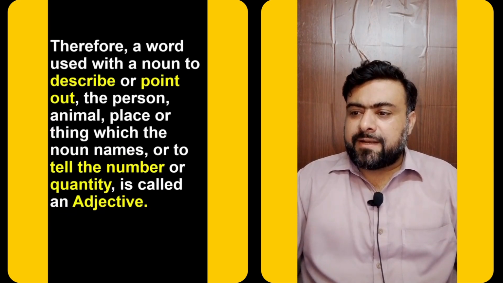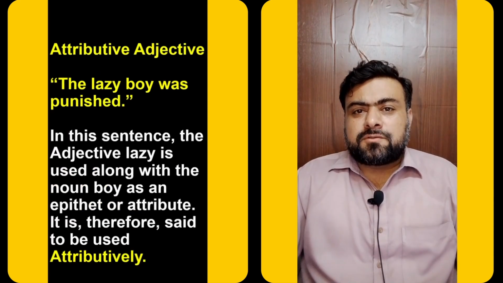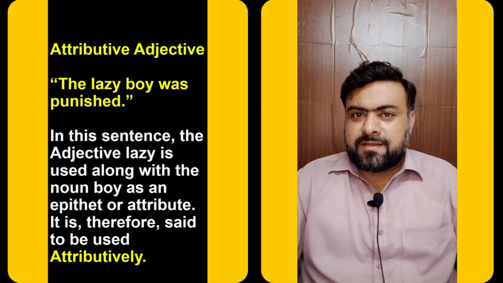Therefore, a word used with a noun to describe or point out the person, animal, place, or thing which the noun names, or to tell the number or quantity is called an adjective. So let's discuss the different kinds of adjectives.